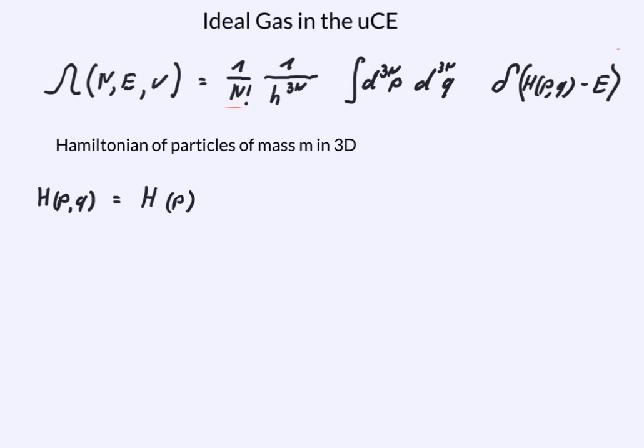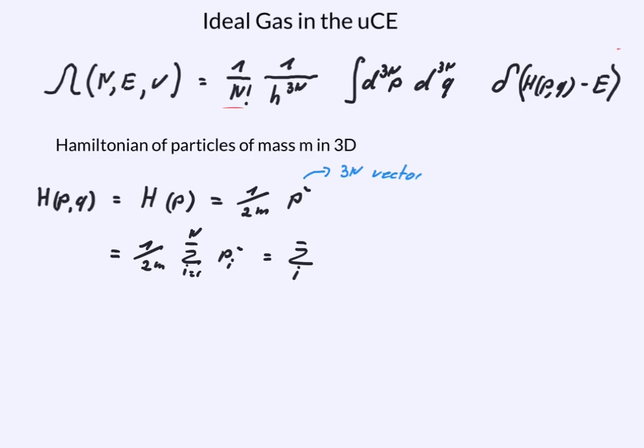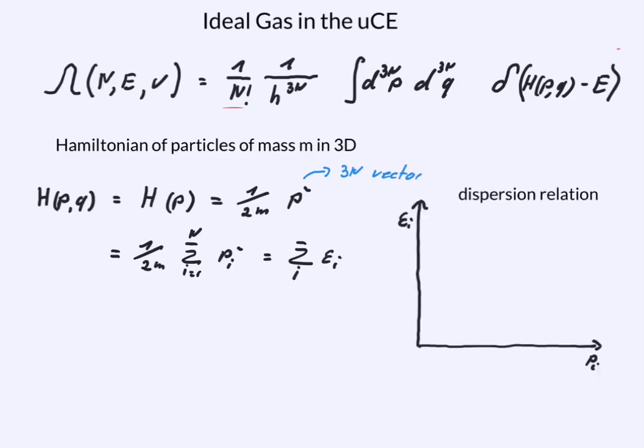Hence, the Hamiltonian H of P or Q is only dependent on the momentum P of all those particles and is given by P squared divided by 2m. You have to realize that P in this case is actually a 3n vector. Thus, the total Hamiltonian reads H equals 1 divided by 2m, sum over all particles 1 to n, p_i squared. What we considered here is the dispersion relation of a non-relativistic particle of mass m.